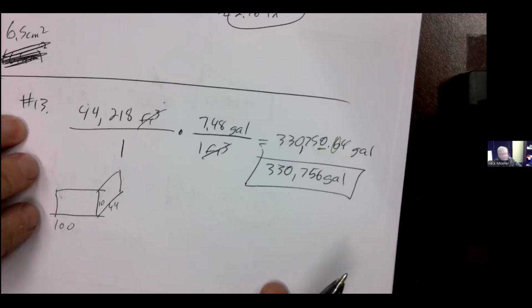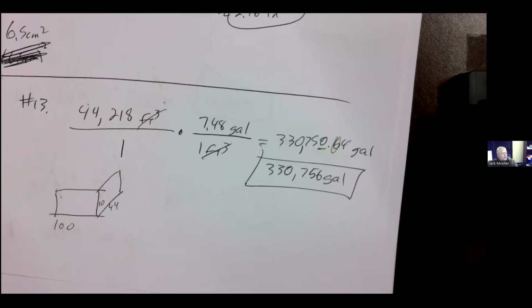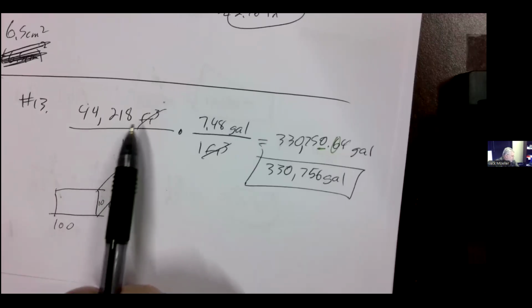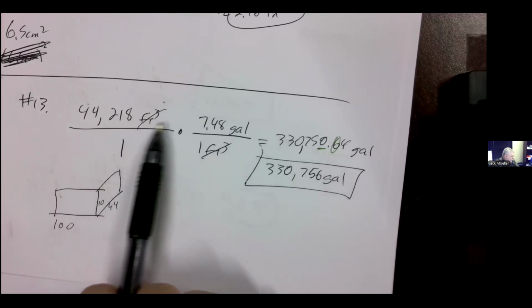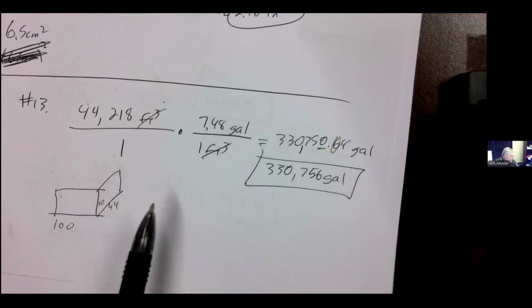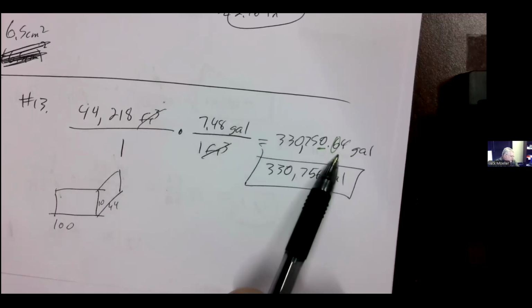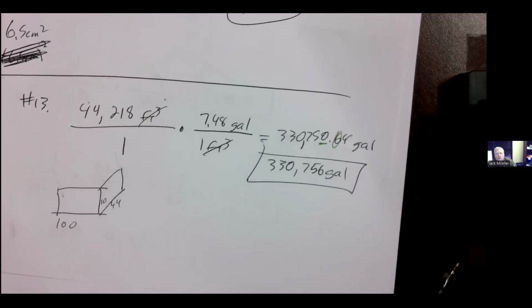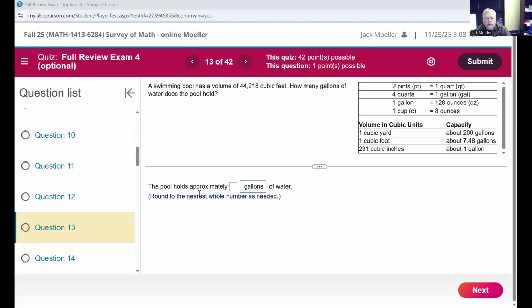So there you go. Again, it's a one-step conversion because we had a direct conversion from cubic feet to gallons. There was a little bit of rounding, so that's a pretty standard problem. Kind of what I was saying about this is if you've done your homework, this should be a straightforward test.